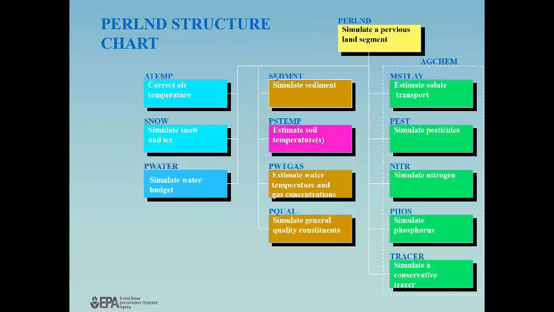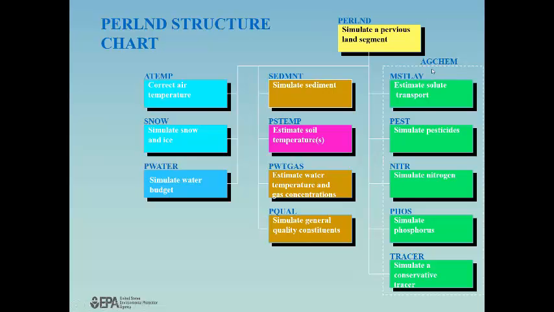Next, we have a sediment module that simulates sediment erosion. PSTEMP simulates soil temperatures, PWTGAS simulates water temperature and gas concentrations, DO and CO2. And then PQUAL is the general module for simplified representation of quality constituents, allowing them to accumulate and build up and then wash off the land surface. And PQUAL is that routine that represents those processes.